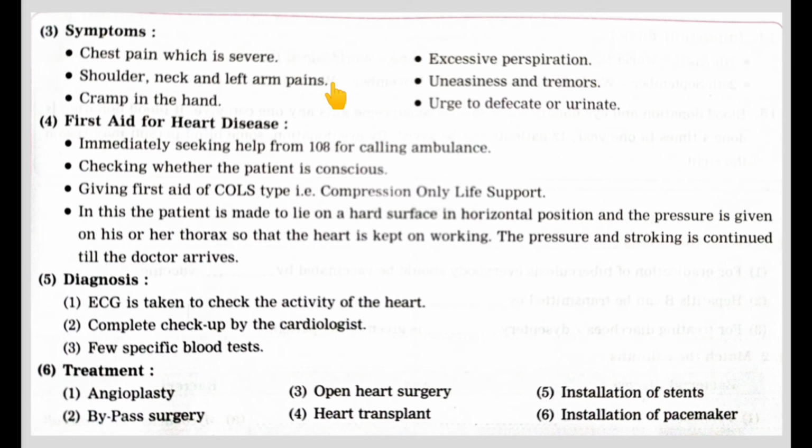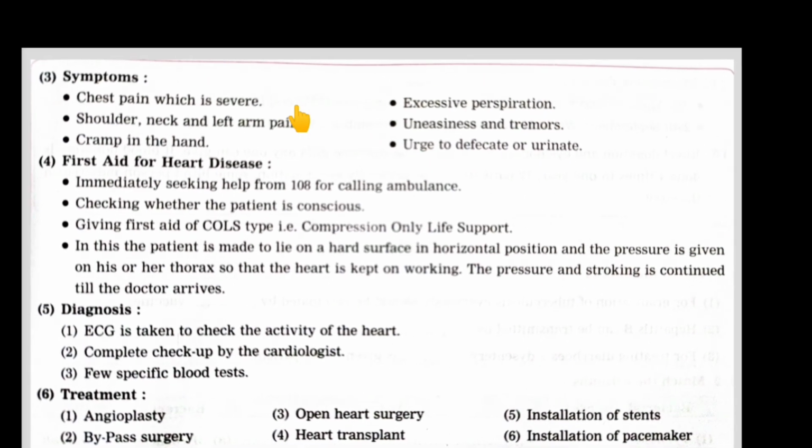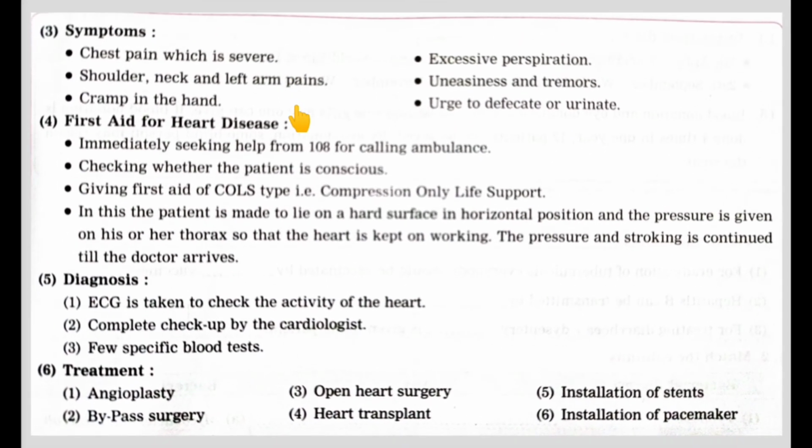Why only left arm pain? Why not the right arm? Because our heart lies on the left side. That's why shoulder, neck and left arm pains are there. Then cramp in the hand, excessive perspiration, uneasiness and tremors, urge to defecate or urinate. These are all the symptoms of heart attack. Then what is the first aid for heart disease? Immediately seek help by calling 108 for an ambulance.